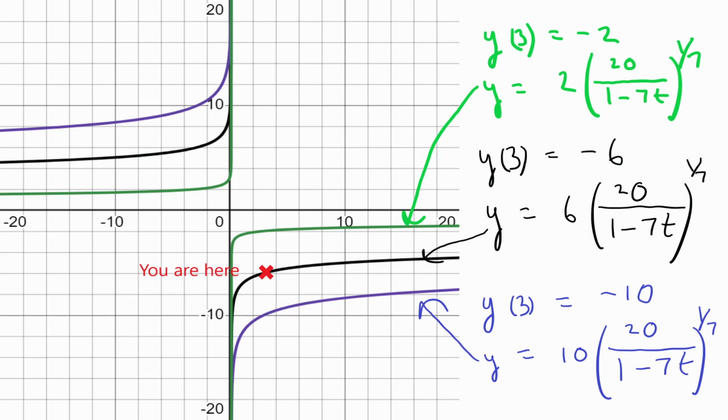So here, using Desmos, I've graphed 3 different particular solutions to this differential equation. In the green, y of 3 equal to minus 2 for that initial value condition. In the black, y of 3 is minus 6, which we just did. And in the blue, y of 3 is minus 10. Notice they don't intersect, and they all have a vertical asymptote at t equal to 1/7.